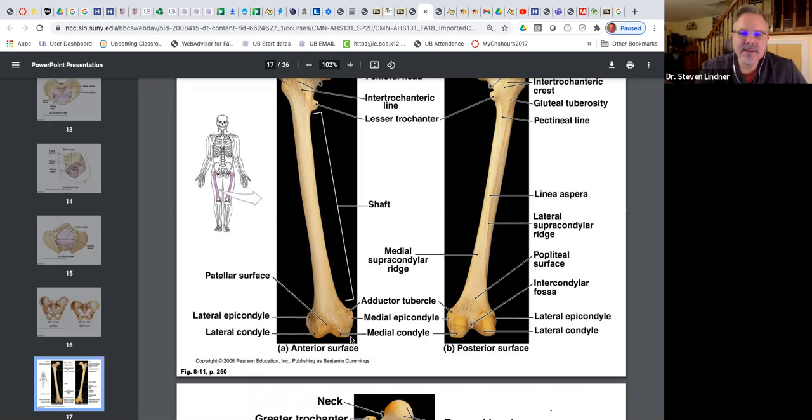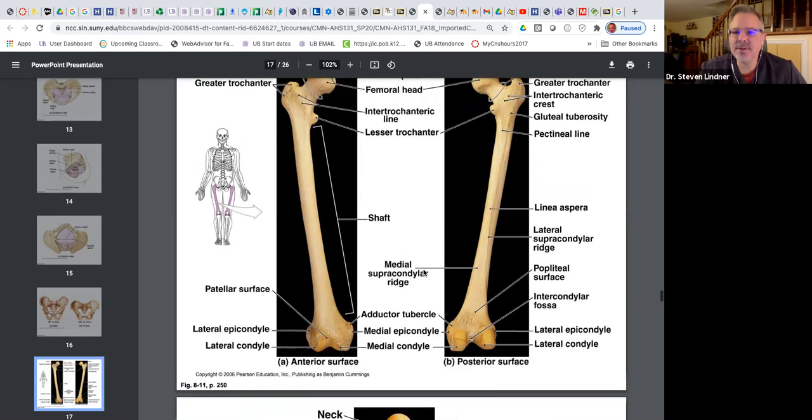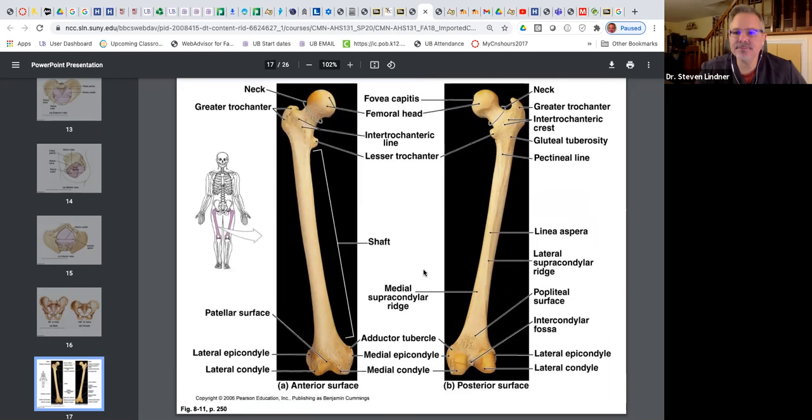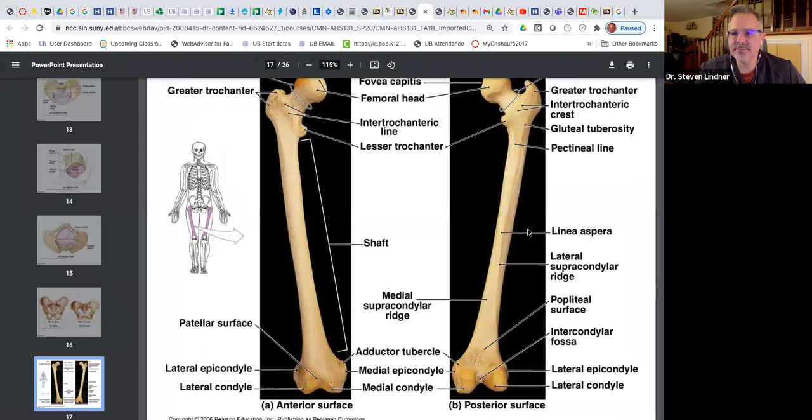Okay, the medial and lateral condyles are going to articulate and form a joint with the top of the tibia, which is the lower leg bone. Again, looking at the posterior part of the femur, the difference on that posterior side is the linea aspera, that line. That's where some of your quadricep muscles are going to originate.